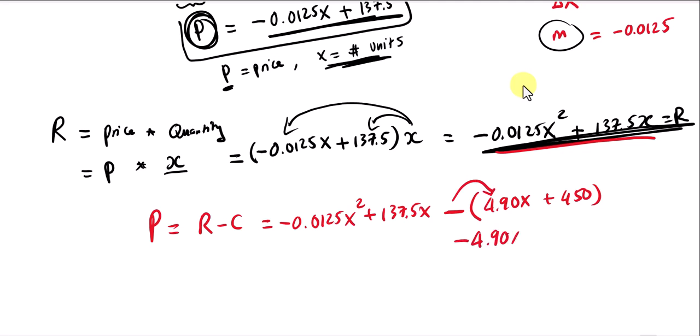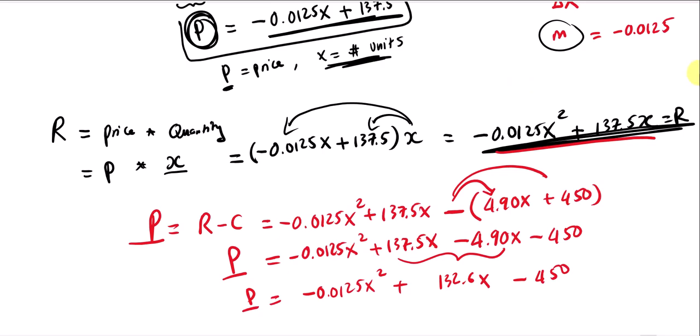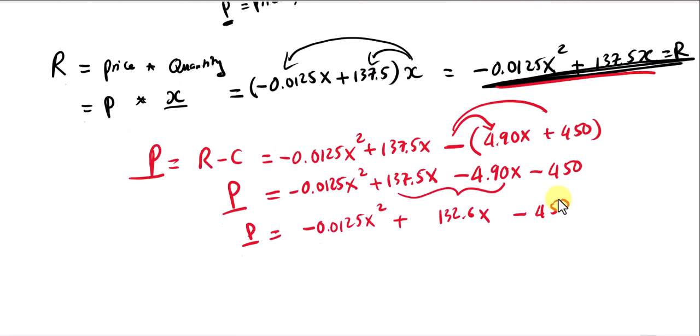Minus 4.90x minus 450, and plus 137.5x, and then bring down the rest. This entire equation is the profit equation, right? Then I can combine these two: 137.5 minus 4.90 is 132.6x. Again, remember x is the amount of units, the quantity, and this is the profit equation. You want to maximize the profits.